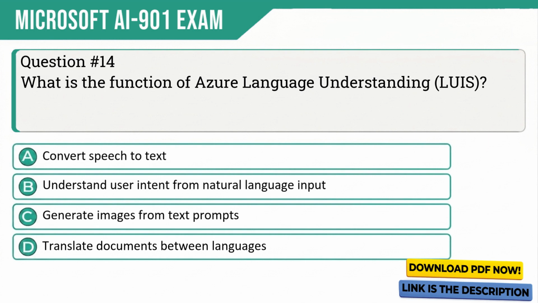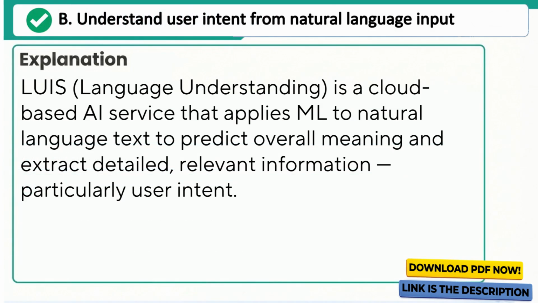Question number 14. What is the function of Azure Language Understanding, LUIS? A. Convert speech to text. B. Understand user intent from natural language input. C. Generate images from text prompts. D. Translate documents between languages. Correct answer, B. Understand user intent from natural language input. Explanation. LUIS, Language Understanding, is a cloud-based AI service that applies ML to natural language text to predict overall meaning and extract detailed relevant information, particularly user intent.